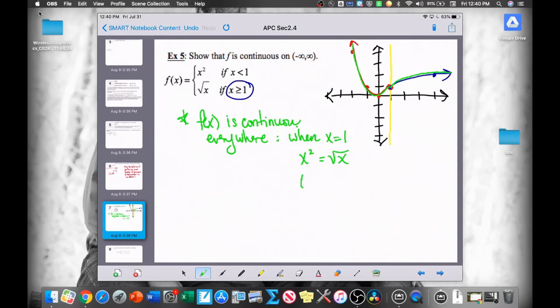Well, when I plug 1 in, I get 1 squared is equal to the square root of 1. On the left side, I get 1. On the right side, I get 1, which is a true statement. 1 does equal 1. So we showed that f of x is continuous everywhere, both graphically and algebraically.